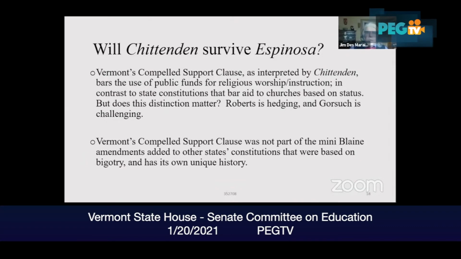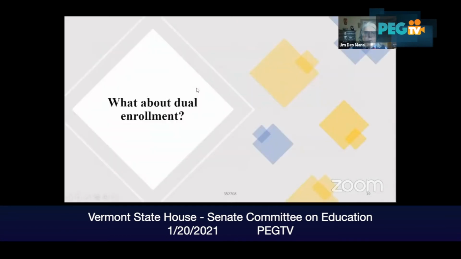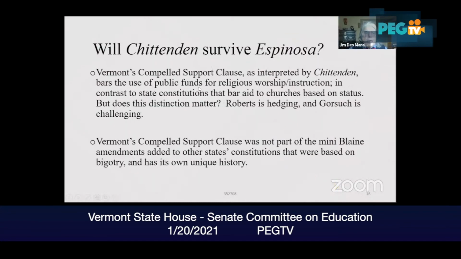Vermont's compelled support clause was not part of the main Blaine amendments. The other six constitutions that were based on bigotry, it has its own unique history. Okay, so I'm leaving it there. Let's move on to dual enrollment.